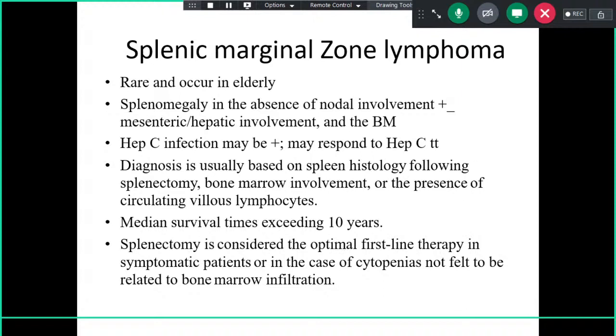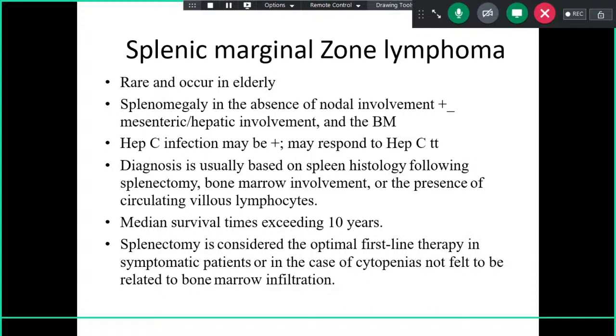So it is rare, mostly occurring in the elderly, presenting with splenomegaly in the absence of nodal involvement, or sometimes the regional lymph nodes may be involved. It is usually associated with hepatitis C infection, but it is a causal association only; direct transformation of lymphocyte to lymphoma is not proved.